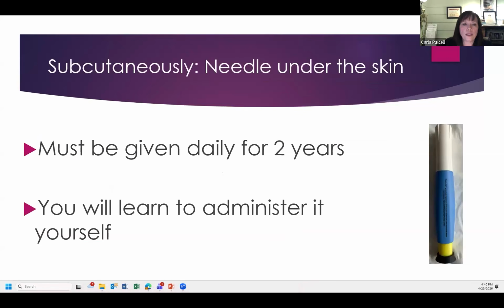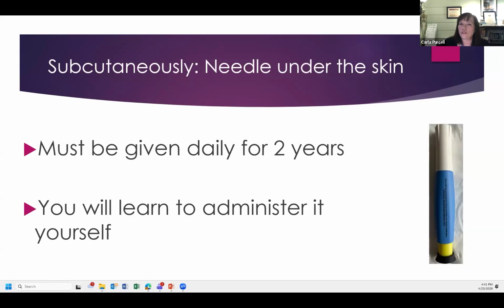This one is administered daily, like I said, so you would learn to administer it yourself. It comes with a device. It looks kind of like a pen. And you're usually set up with somebody who will come in and teach you exactly how to give the medication so that you're giving it properly. And after you've completed it, like I mentioned, you would transition to another medication.